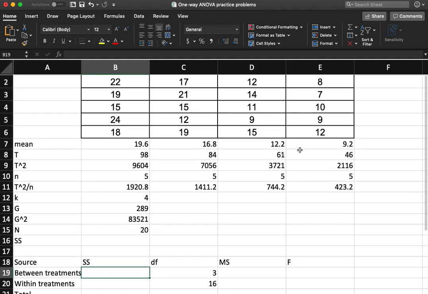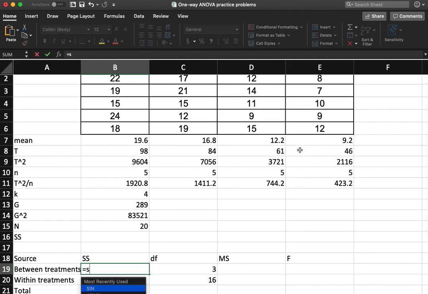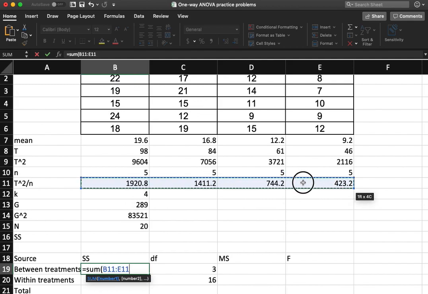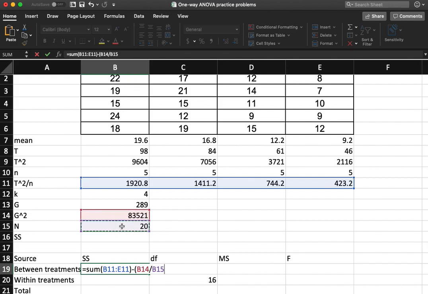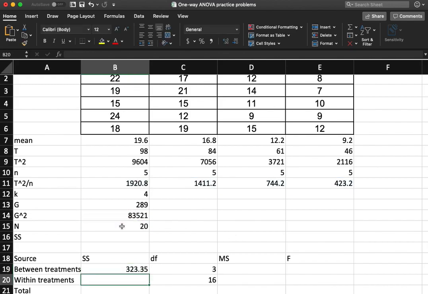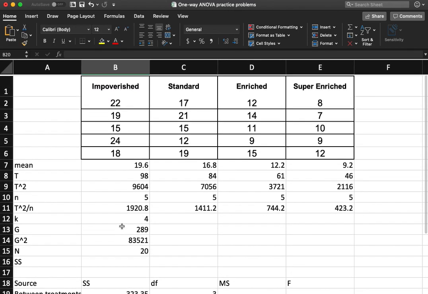Let's complete sum of squares between treatments. It's equal to the sum of these 4 T squared over n's, and then we subtract this quantity in parentheses, G squared over big N. And we could compute our mean square, but I'm going to save that till later. Right now, let's do within treatment sums of squares.